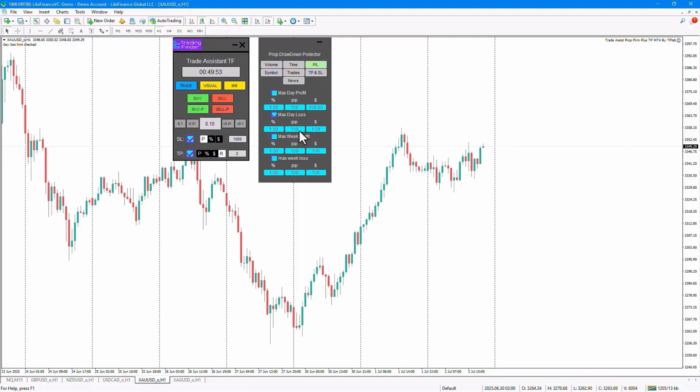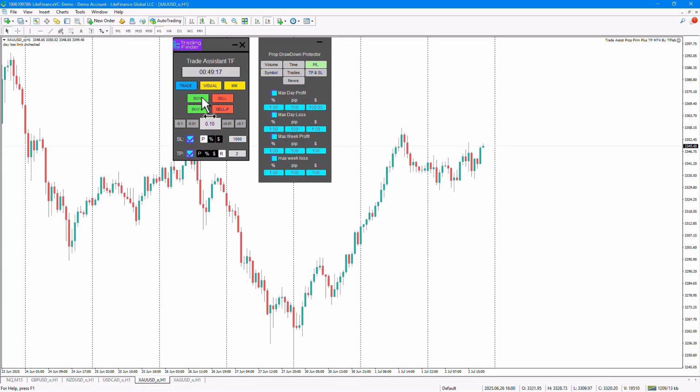The next mode is for points, which is set to 100 points by default. This means that if I lose 100 points in a single day, the expert advisor won't allow me to execute any more trades. And finally, there's the dollar amount, which is set to $100 by default. If I lose $100 in a single day, the expert advisor will prevent any further trades from being executed.